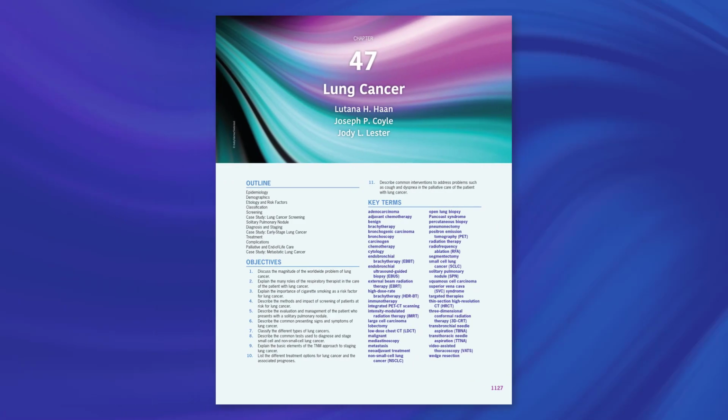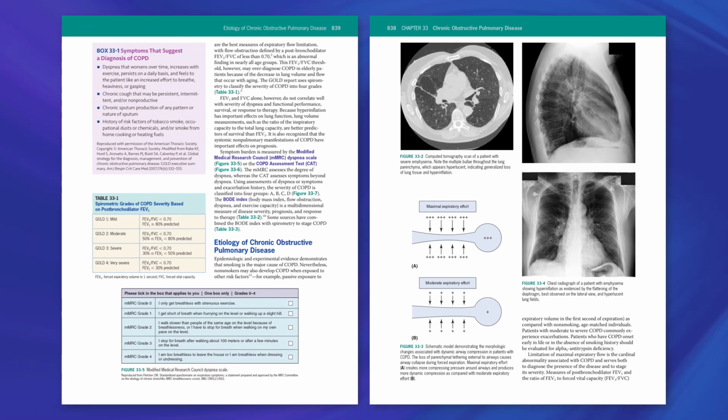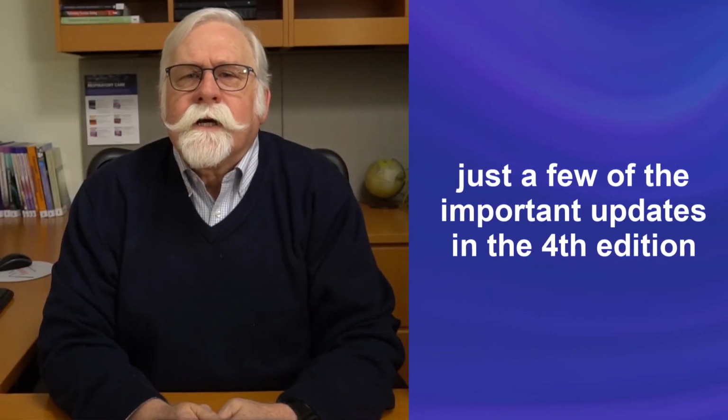The lung cancer chapter is completely rewritten by a new group of contributors. The COPD chapter is updated with the GOLD guidelines, and the asthma chapter is updated with the GINA guidelines. The CPR chapter is updated consistent with current guidelines. These are just a few of the important updates in the 4th edition.